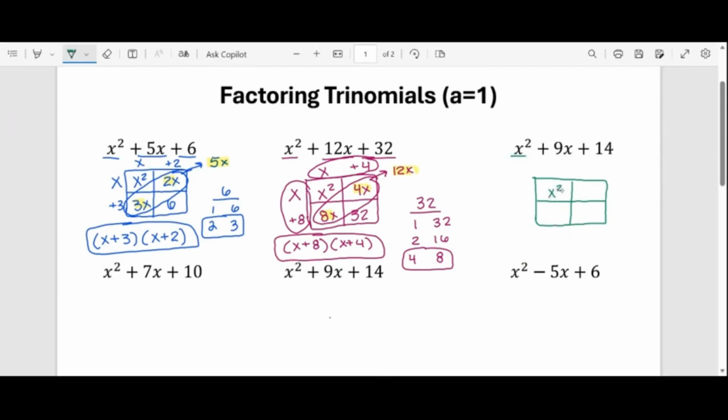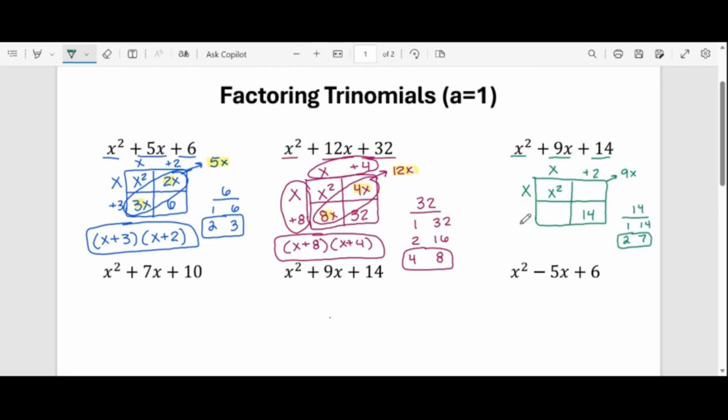X squared on top, 9x outside of our box, and then 14 in the bottom. So obviously to get to x squared, we did x times x. And let's see how we can get to 9x using 14. So 14, we can do 1 and 14. We can do 2 and 7. 3 does not go into 14. 4 does not go into 14. 5 does not go into 14. 6 does not go into 14. 7 does, but we already have 7 listed. Obviously, we're going to pick 2 and 7 because 2 plus 7 is 9.